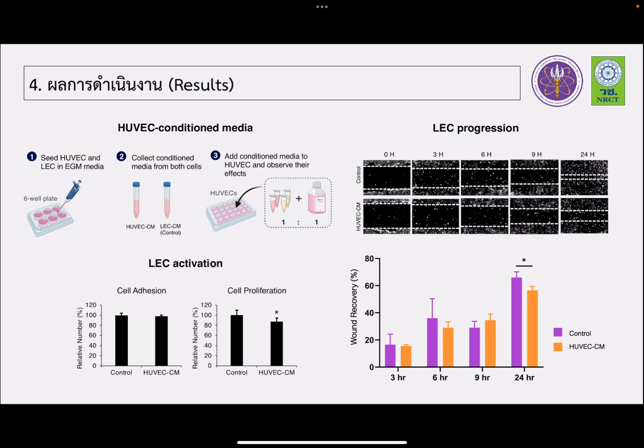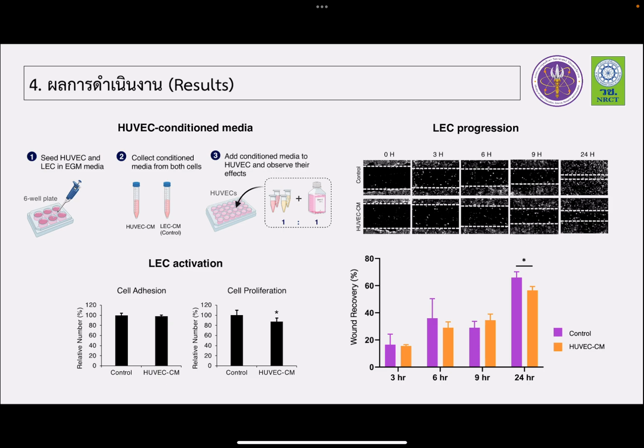So first, we want to collect the blood endothelial cells by using HUVEC as our model. So we collect HUVEC-derived factors by collecting the conditioned media and treat LECs with these conditioned media and try to see what would be the effects on this LEC's biology.